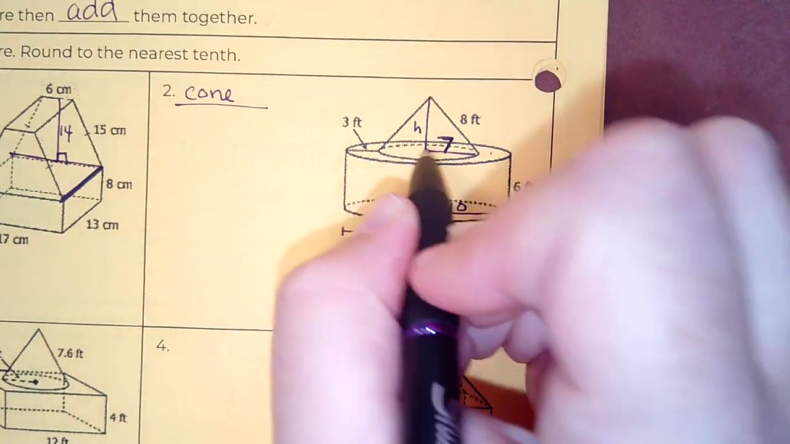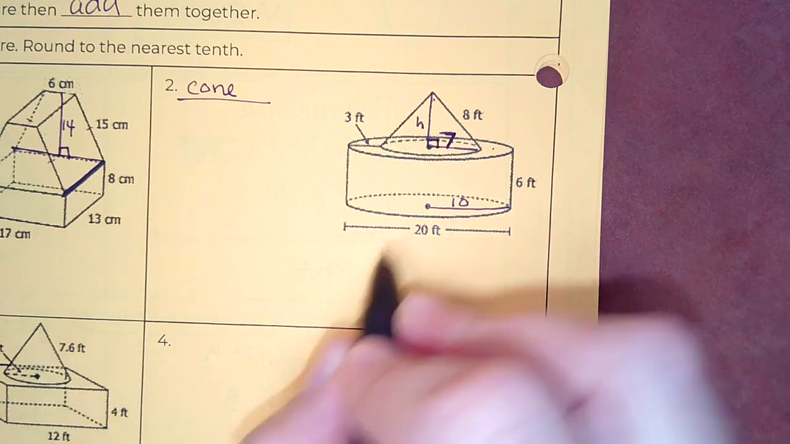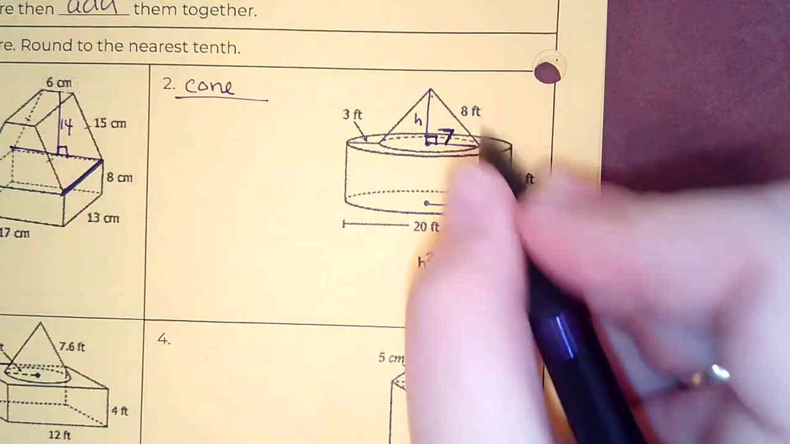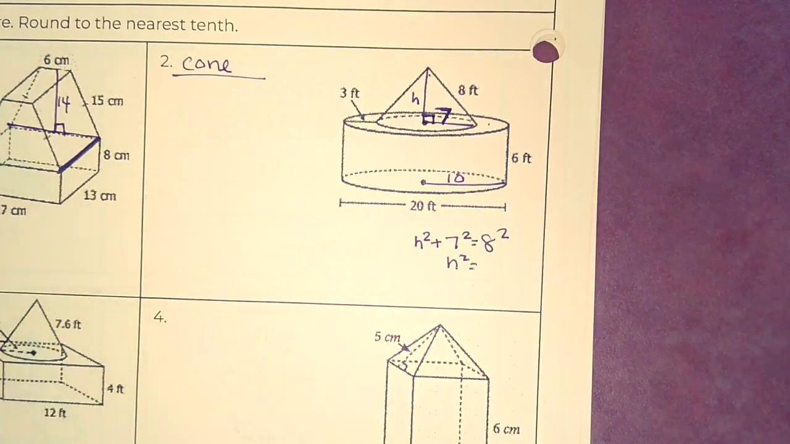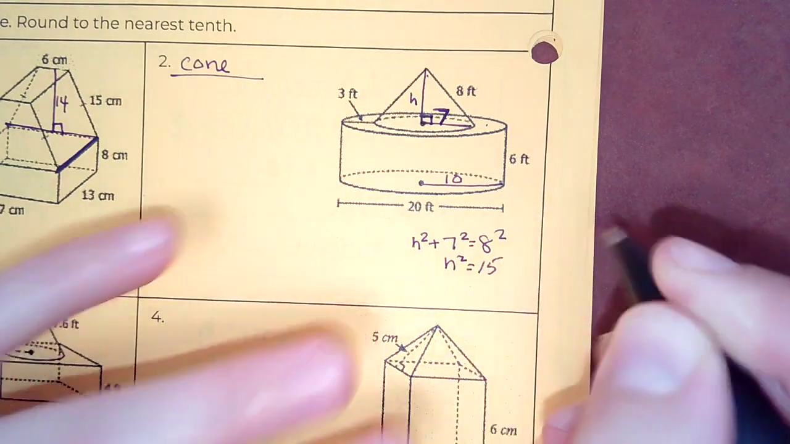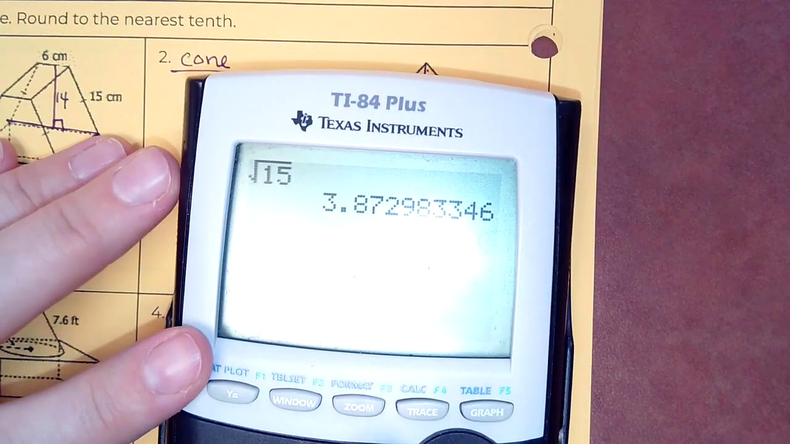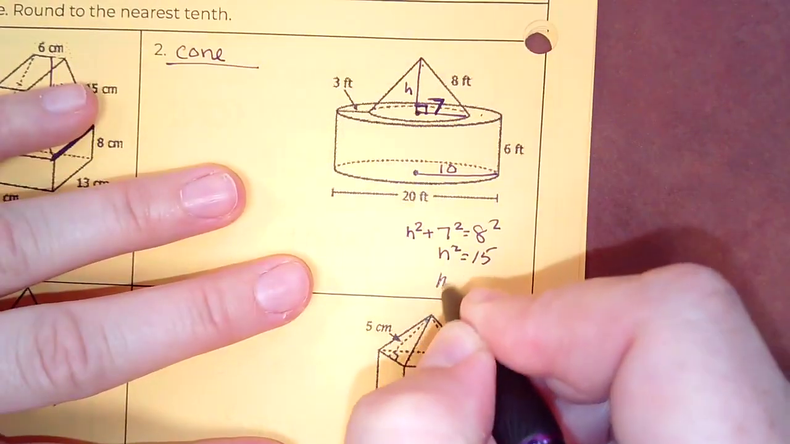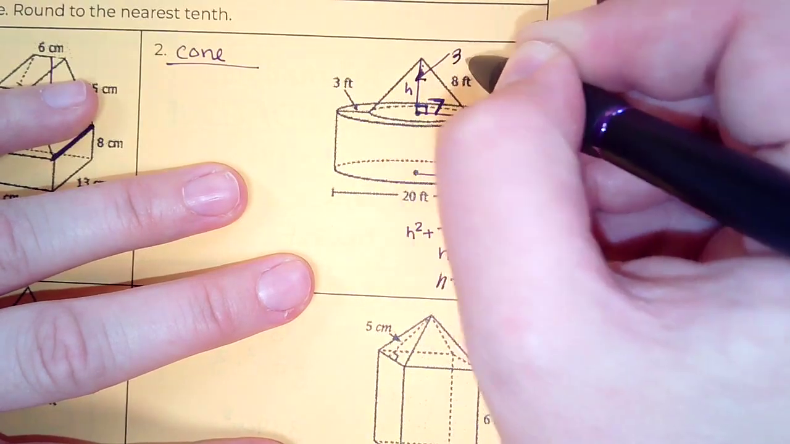So now I can use Pythagorean Theorem to find our height, and we have to do this often sometimes. Okay, so we have height squared plus 7 squared equals 8 squared. So h squared equals 8 squared minus 7 squared is 15. Then square root 15, and we get 3.87. So let's round to 3.9. So this height of our cone is 3.9.